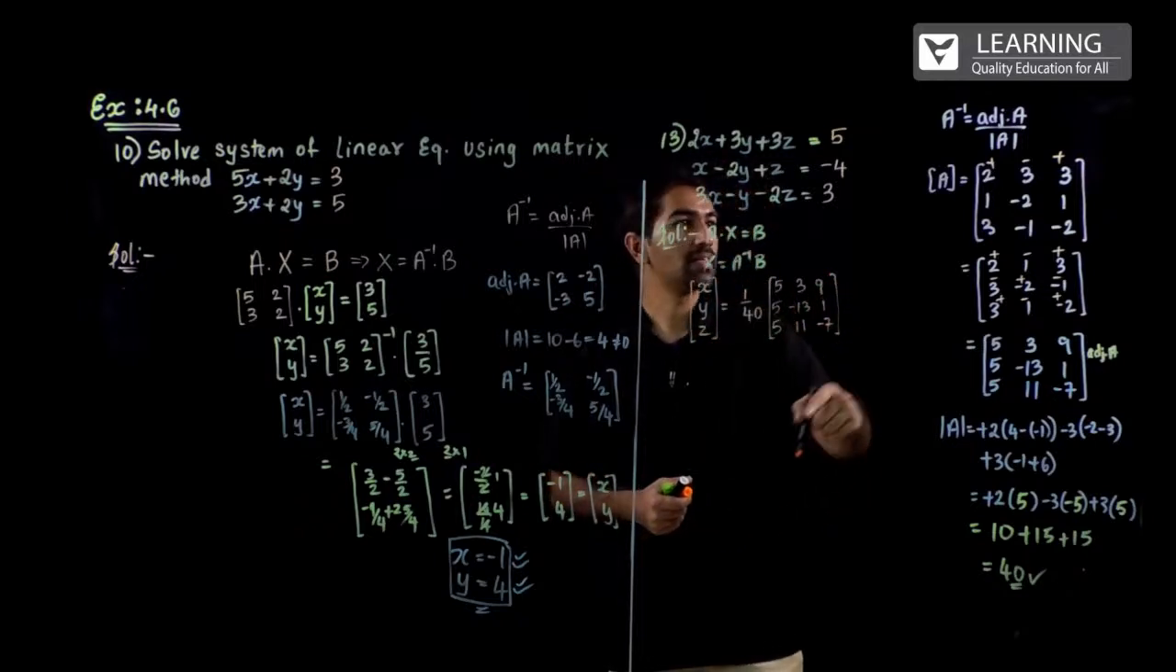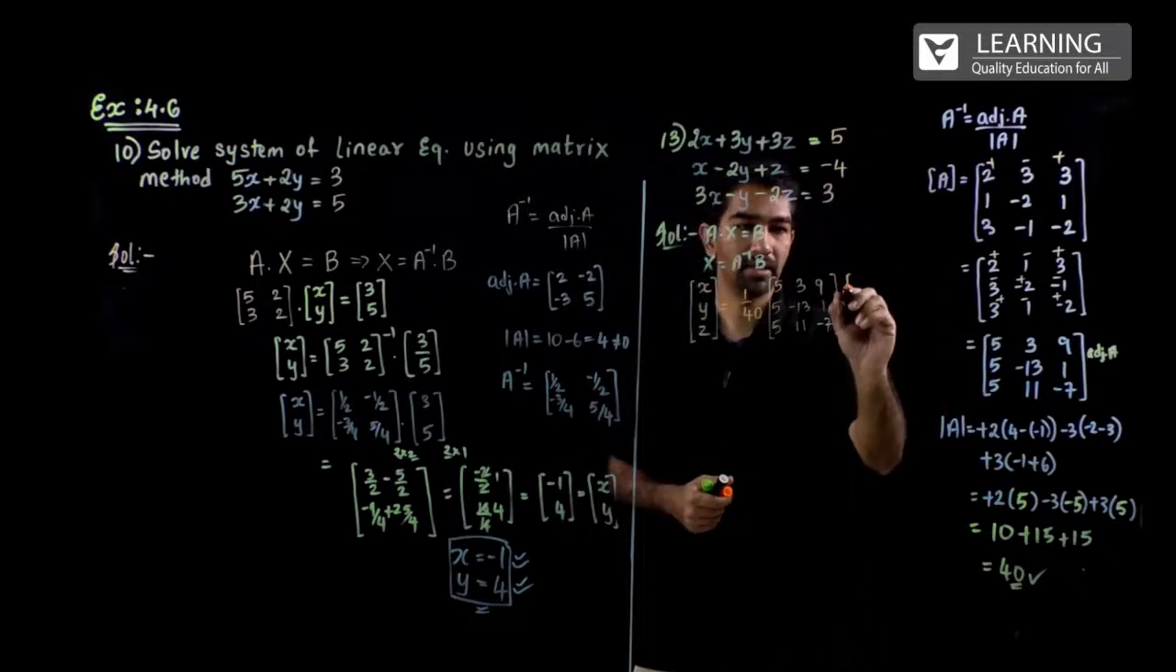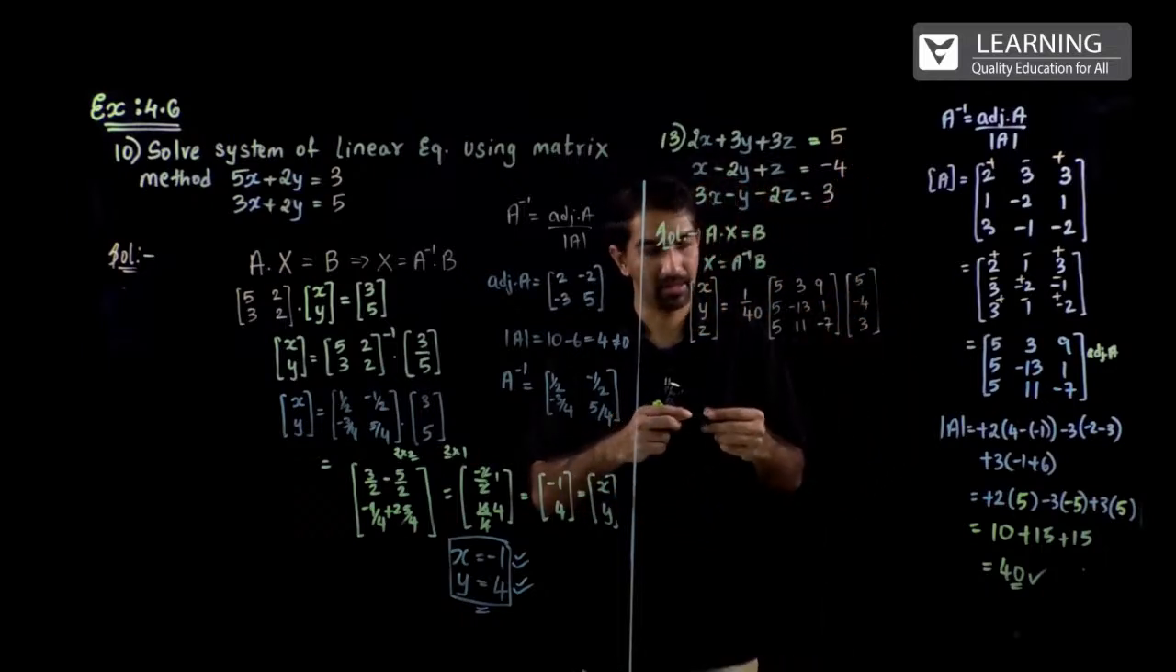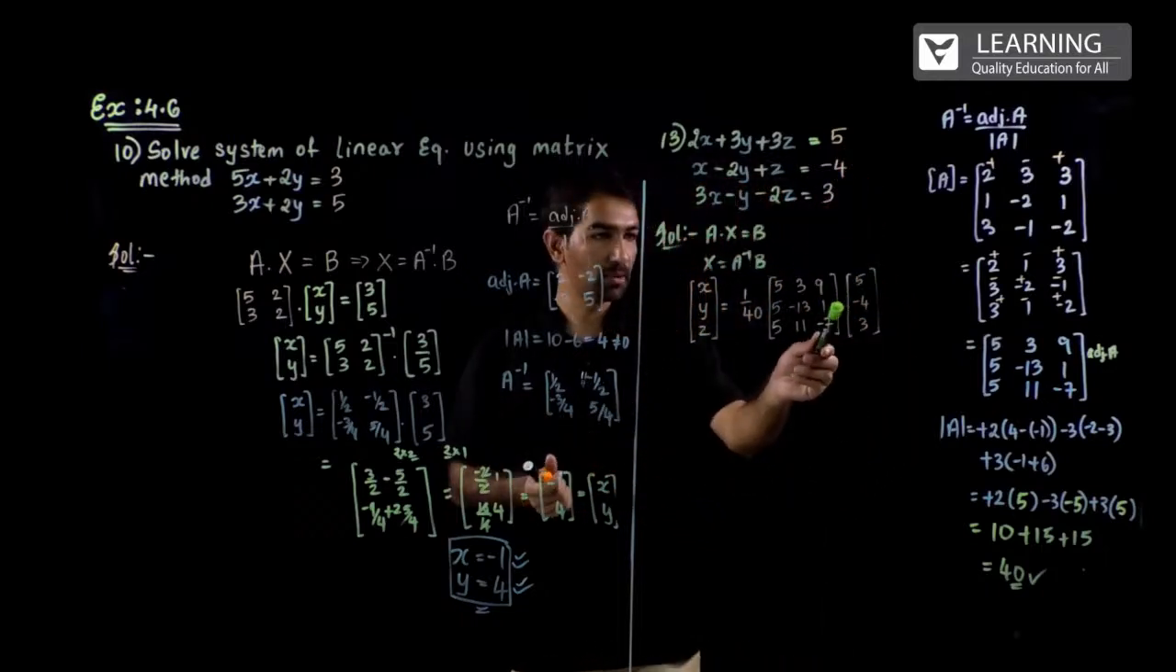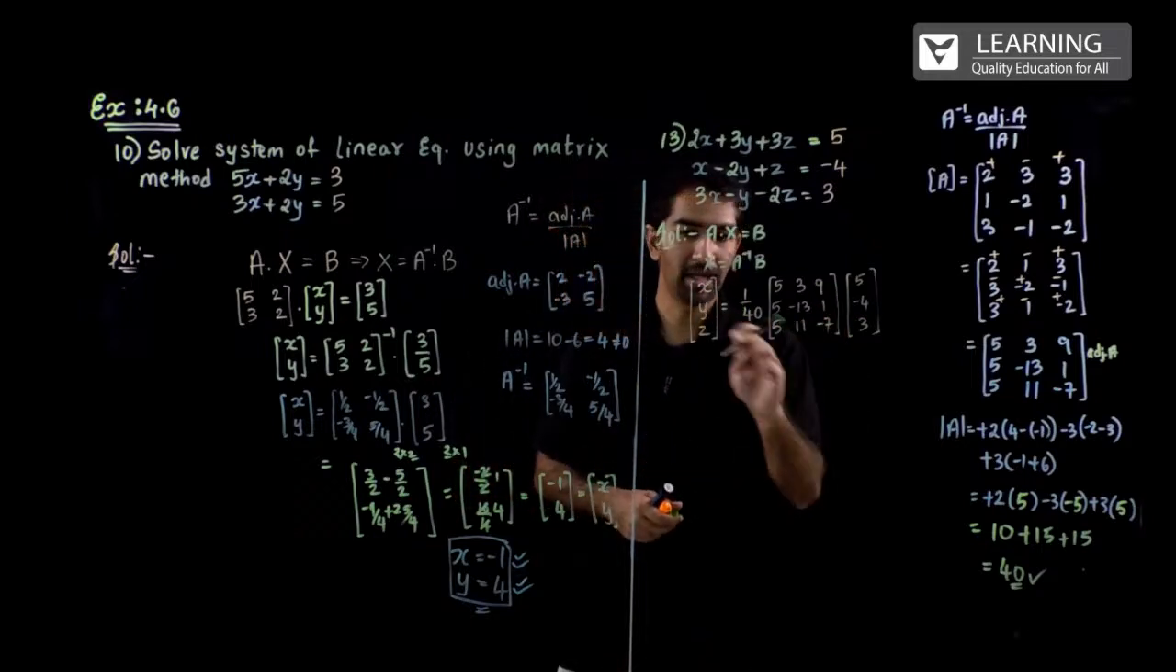And what is B, students? B is nothing but this matrix, that is 5, minus 4 and 3. Correct? Now you have to multiply these both, then divide it by 40. You will be getting the values of x, y and z.